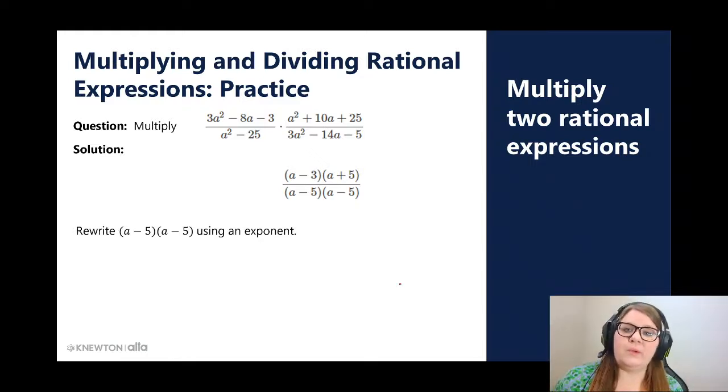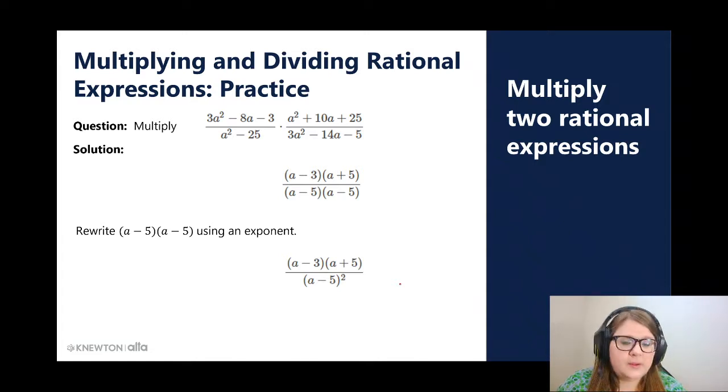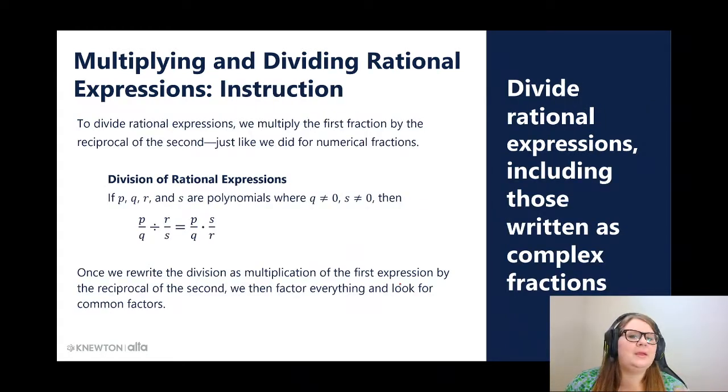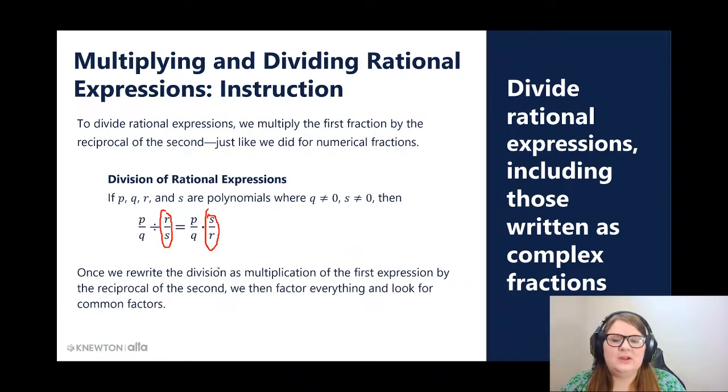Now, we do want to rewrite a minus 5 times a minus 5 as a minus 5 squared because that is simpler. Since it's repeated, we'll write it with that exponent. Now, multiplying over, right? Well, sort of, because the next thing we're going to do is dividing. And when you divide by a fraction, it's the same thing as multiplying by its reciprocal. So dividing by r over s is the same thing as multiplying by s over r. So even when we're doing division, we're really doing multiplication, okay?